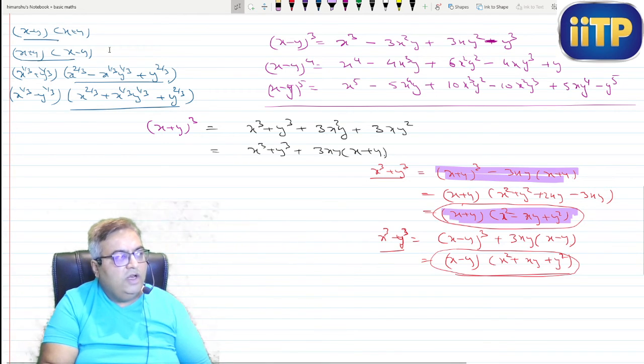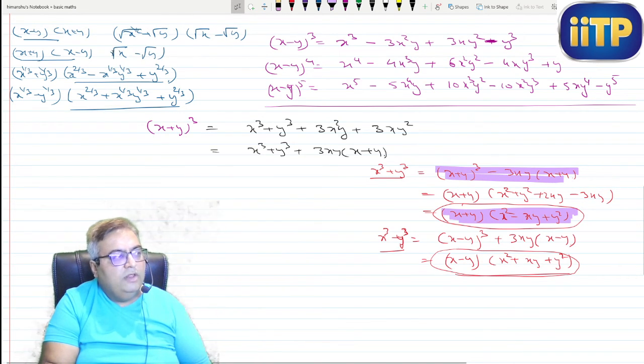These formulas were utilized for what? For x to the power 1 by 2, root x plus root y. So what was the rationalizing factor? Root x minus root y. If it is root x minus root y, what will be the rationalizing factor? Root x plus root y.